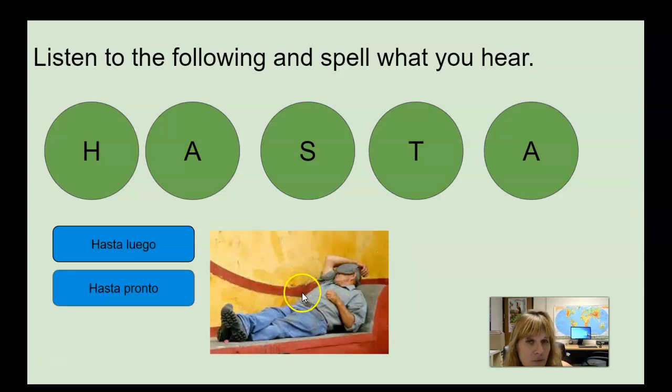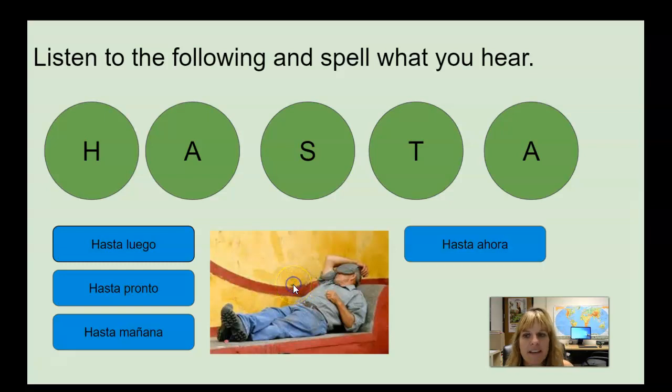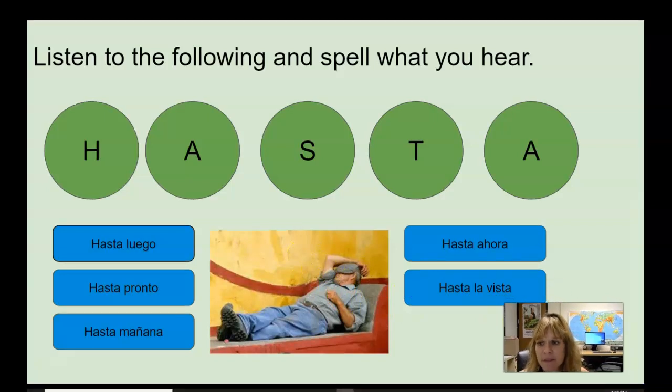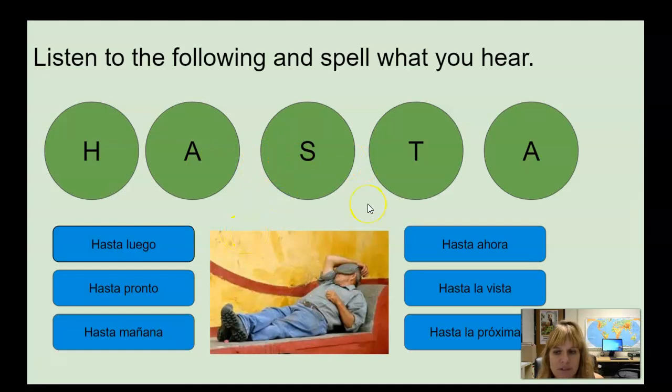Hasta pronto, which means see you soon. Hasta mañana means see you tomorrow. Hasta ahora, right now. I also love ahorita, even making it right now, right now. So hasta ahora means see you now. Hasta la vista, until we see each other. Hasta la próxima, until the next time.